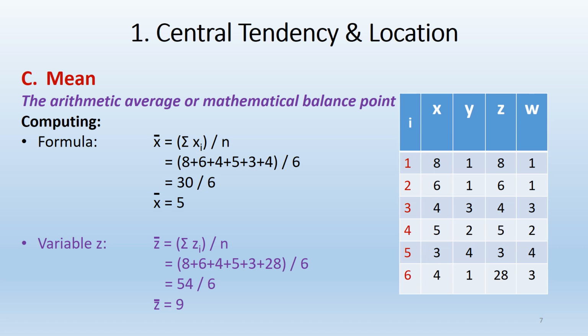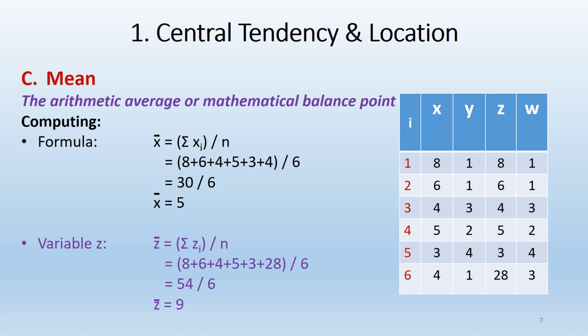So let's get back into computing the mean for variable x. First of all, I need to sum up all the x values in the numerator of my formula. So I have 8 plus 6 plus 4 plus 5 plus 3 plus 4, which gives me a value of 30. And then I need to divide by the sample size, which was 6. 30 divided by 6, and I get a mean of 5.